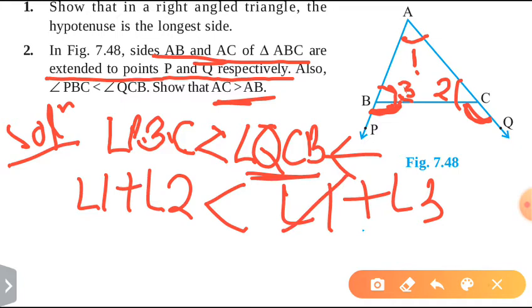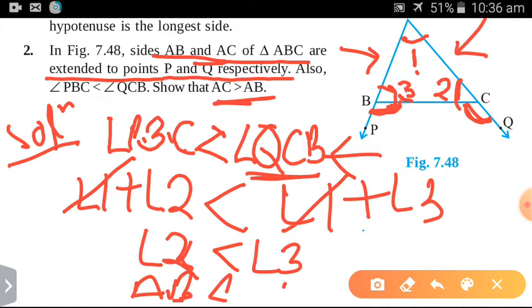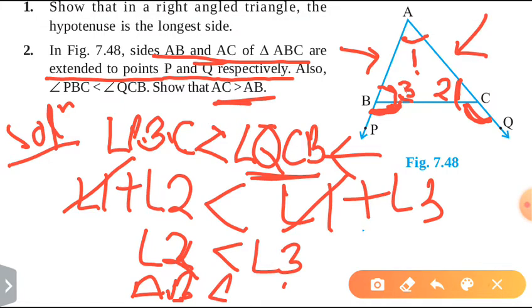Now angle 1 will be cancelled with angle 1, so angle 2 is less than angle 3. If you look carefully, the side opposite to angle 2 is AB, so I will write AB here. I'm not able to write it properly. Similarly, the side opposite to angle 3 is AC, so we can write AC here.